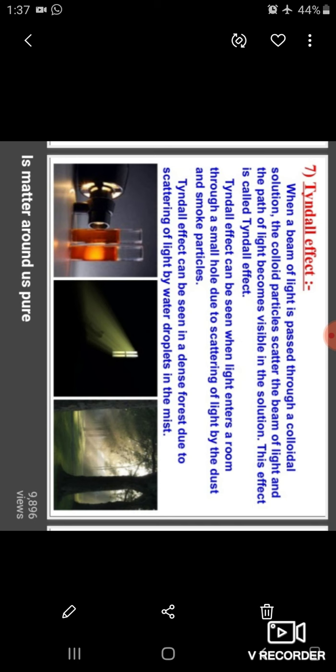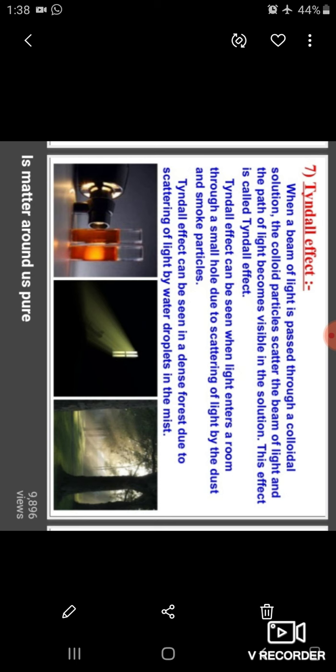The Tyndall effect can be seen when light enters a room through a small hole. Observe figure number 2. You can easily see how it takes place in a small room through a small hole, due to scattering of light by dust or smoke particles. The Tyndall effect can also be seen in a dense forest due to scattering of light by water droplets in the mist. See figure number 3.